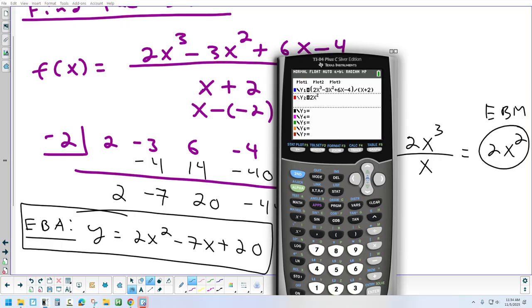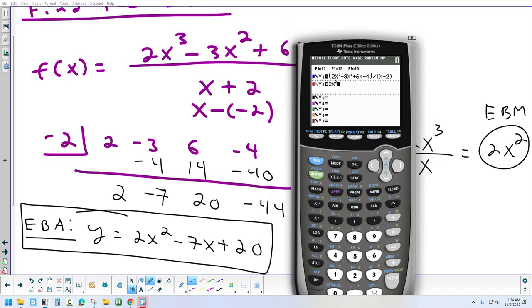So, well, let's try 2x squared, because that's what we said at first. If you just put in 2x squared, you can see what's happening. Are they getting closer and closer? No, they're diverging. They're getting further and further apart. That's not the right EBA.